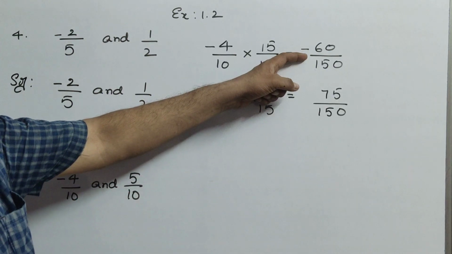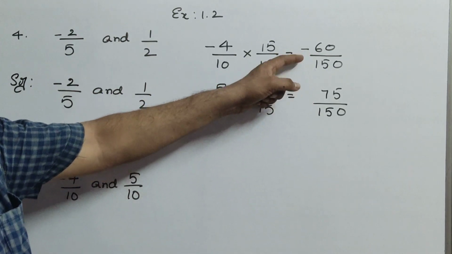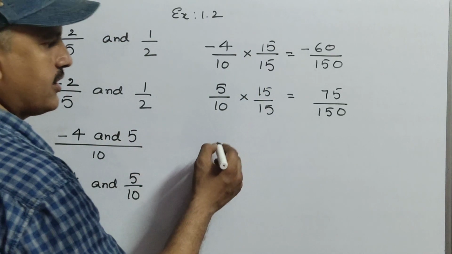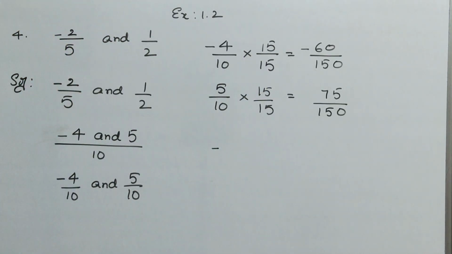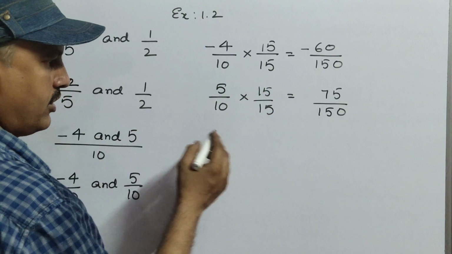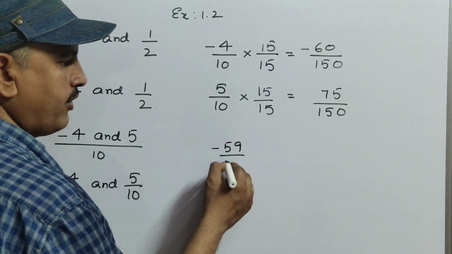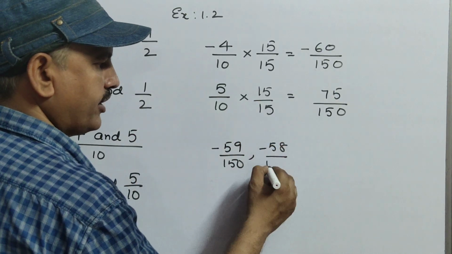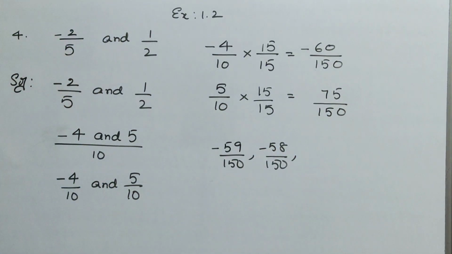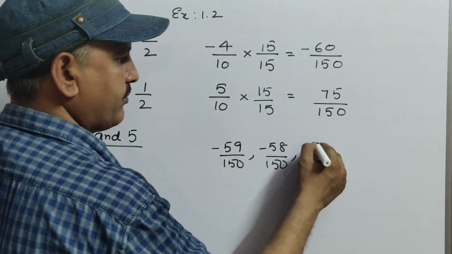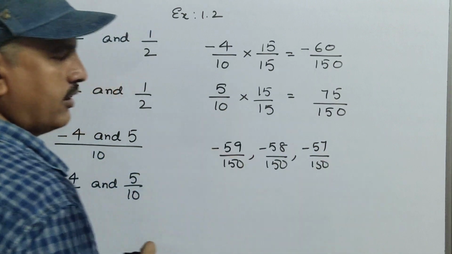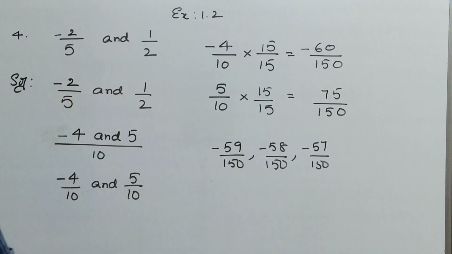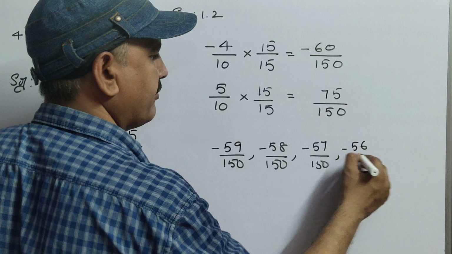Now find numbers in between these two. Here minus 60, no? Next, minus 60 means next number how much it will be? Can you tell me what is the next number? If you want a less number, I will tell you one small logic. So write here minus 59 by 150. Next, minus 58 by 150. Next, minus 57 by 150. Like that, you have to write 10. Minus 56 by 150.